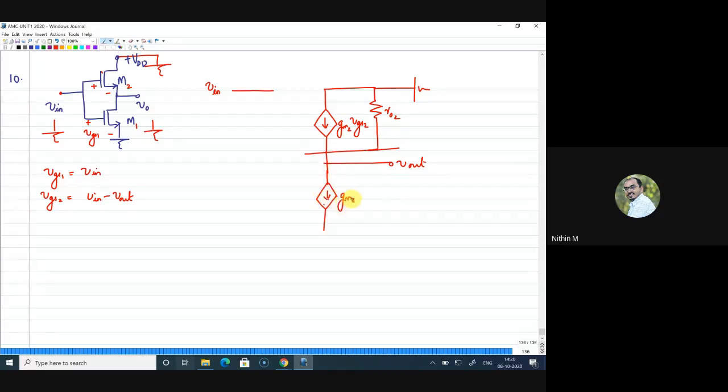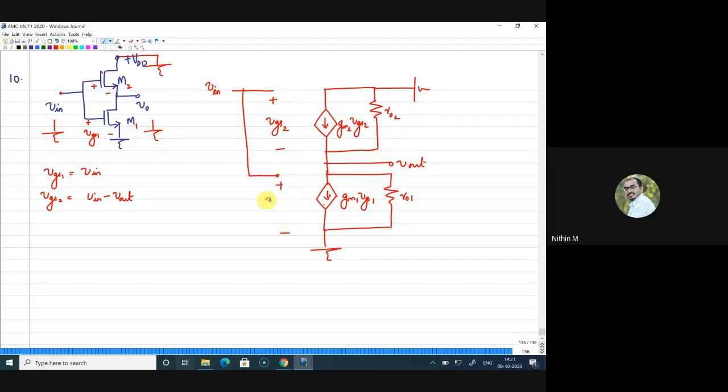This is GM1, VGS1, and this is R01, and this end is connected to ground. Now I hope this is clear for you people. If you have doubt, please ask. Now this is V in. So here is what I'm getting as VGS2. Similarly, I'm just marking here, this is VGS1. Is it okay?